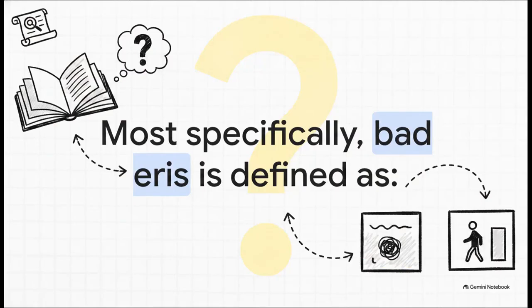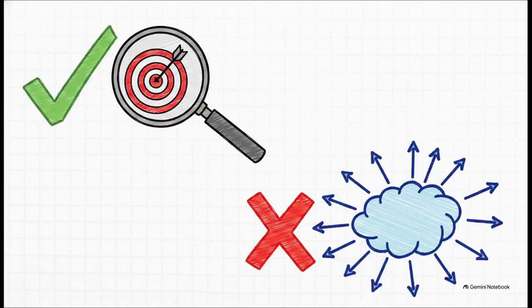So, what does this all mean for you? Let's put it to the test. This is a question straight out of the Chapter 10 workbook. Based on the chunks we just read, most specifically, bad Eris is defined in the passage as A, the violent conditions of life, or B, the problems man encounters. Think about the exact wording we just uncovered. If you guessed A, you nailed it. It's explicitly stated in the text.